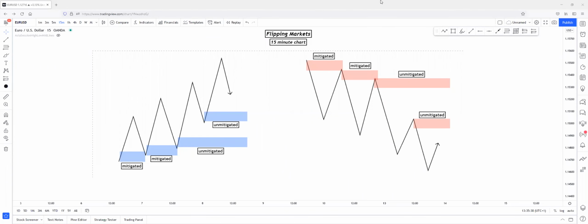This video is about the mitigations. What is a mitigation? When price taps into a supply or demand zone that has not been tapped yet, it becomes mitigated from unmitigated. What does it mean?